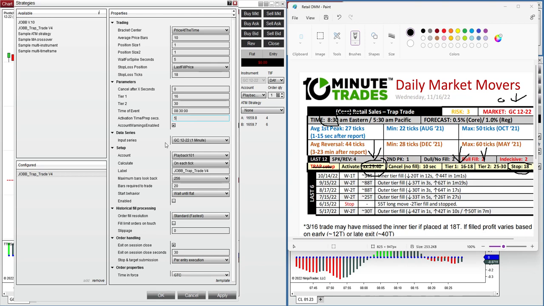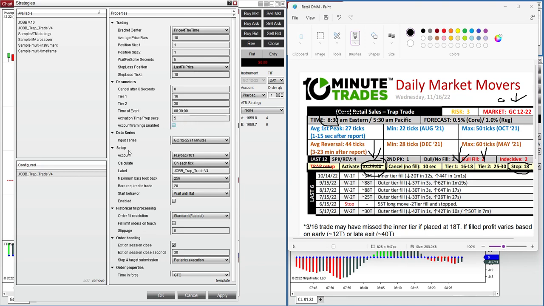Account warnings are disabled. I don't want to be distracted and have the software ask me, do you want to trade live? If I'm trading live, I'm trading live. But for beginners, it's not bad to get a warning. Are you trading live? It's a good thing.